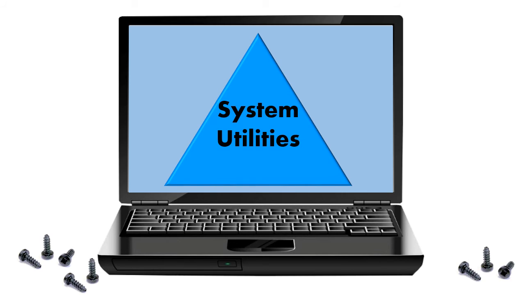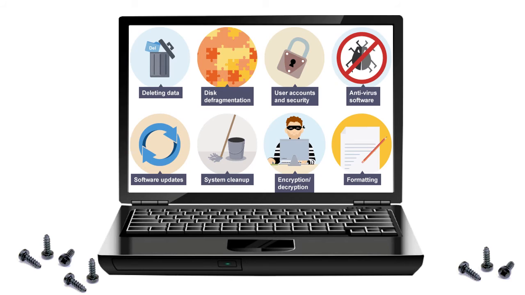System utilities. System utilities is the part of the operating system that provides all the basic facilities that run in the background without user interaction. This is important to manage the memory, to manage the input and output devices, to provide a platform for interaction between computer and user, and to manage the communication between devices.